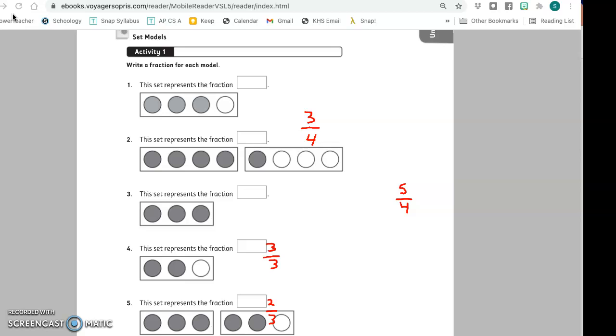Okay, number 5 here is this set represents the fraction. In this case, the fraction is, we have thirds, so 3/3, 2/3, we have a total of 5/3. Okay. Hopefully that brushes off some cobwebs.